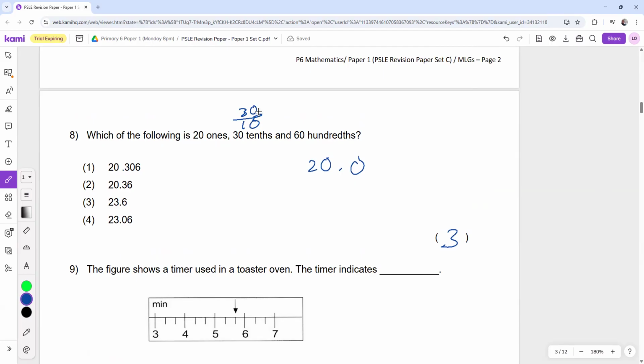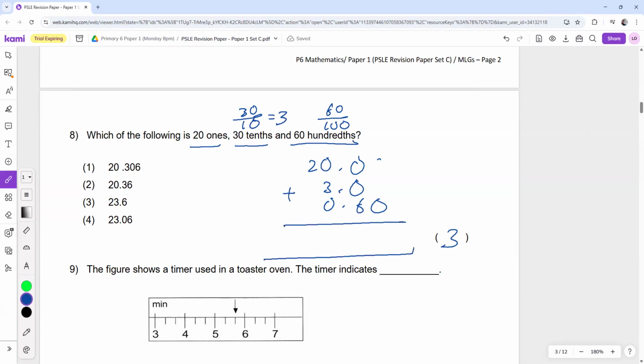30 tenths, 30 over 10, which is actually 3. Change it to a decimal. 60 hundredths is 60 over 100, which is actually 0.60. So you change one by one, all this into numerals. Then after that, you add them together, do your working, so that when you check your answer later, it's easier and faster to check.